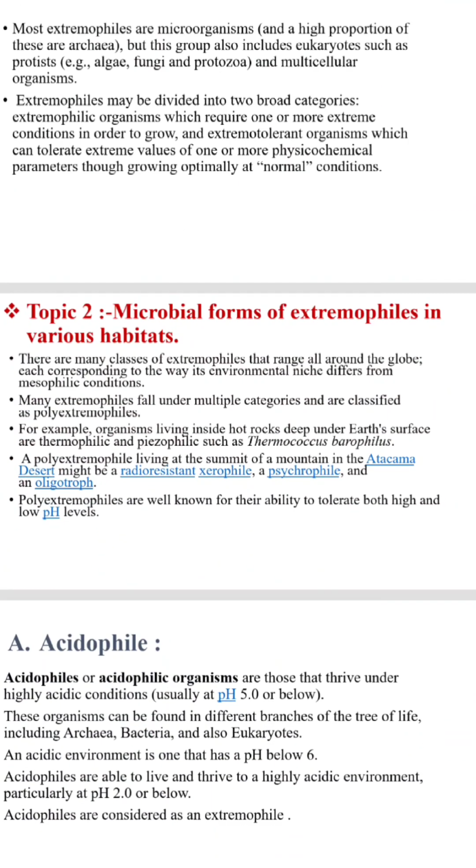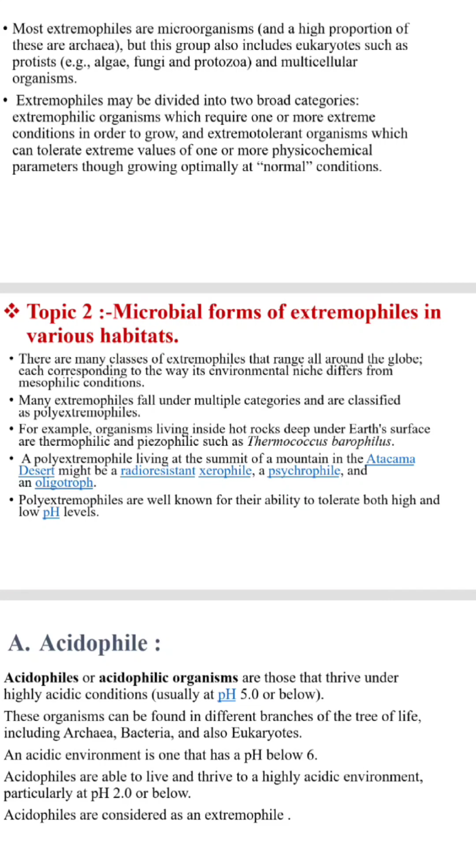at normal conditions. Then we will study the microbial forms of extremophiles in various habitats. There are many classes of extremophiles that range all around the globe, each corresponding to the way its environmental niche differs from mesophilic conditions. Many extremophiles fall under multiple categories and are classified as polyextremophiles. For example, organisms living inside hot rocks deep under Earth's surface are thermophilic and piezophilic, such as Thermococcus barophilus.